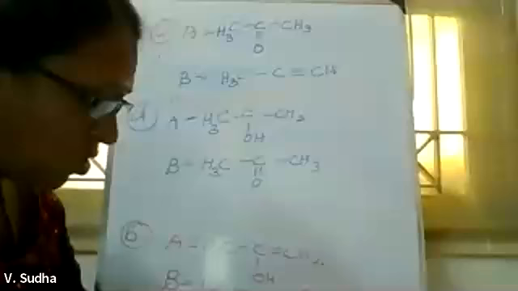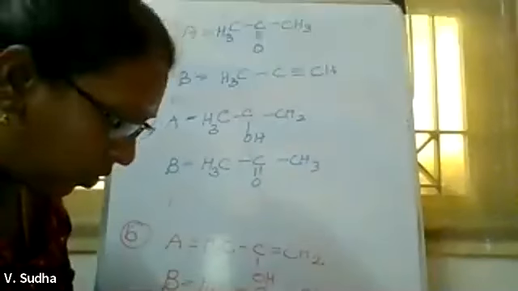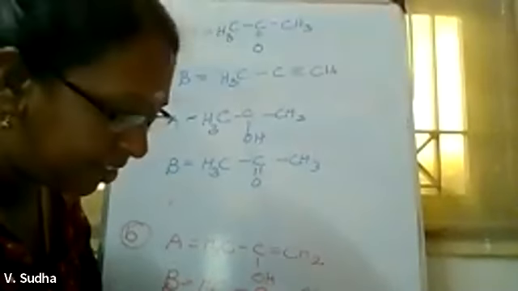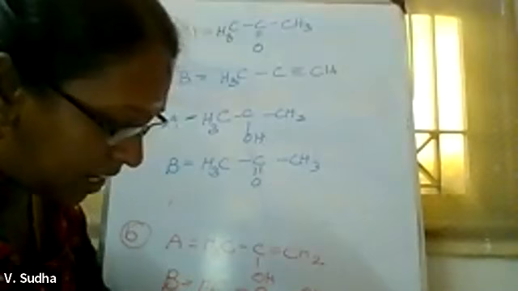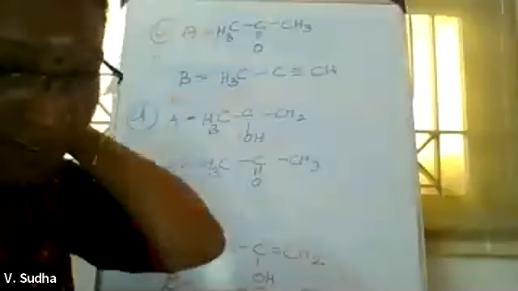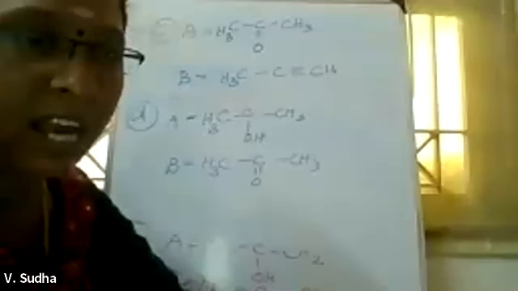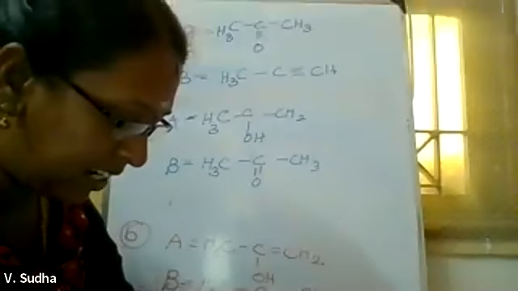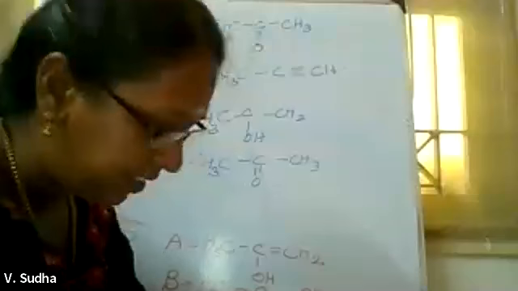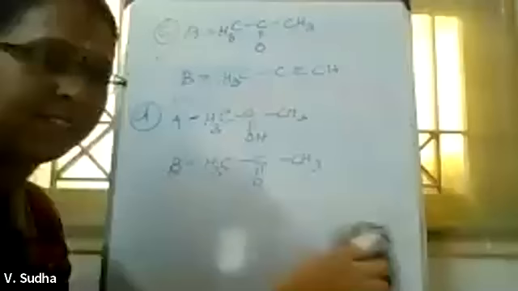So it is a triple bond that is treated with H2SO4 and water in the presence of HgSO4. What will be the formation? What will be the intermediate? If any alkyne is treated with acid, enol, alcohol formation will take place. Now here, I will do the reaction.